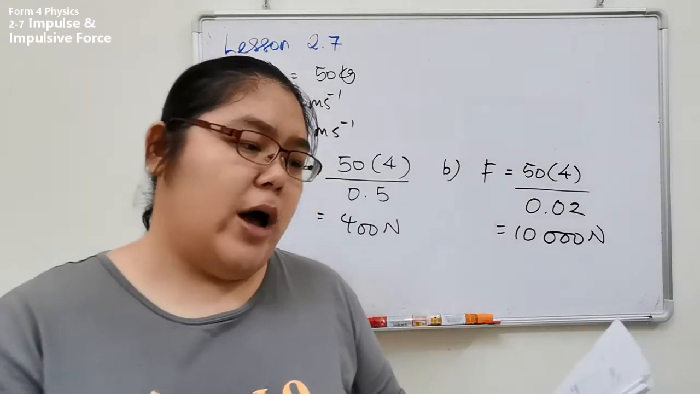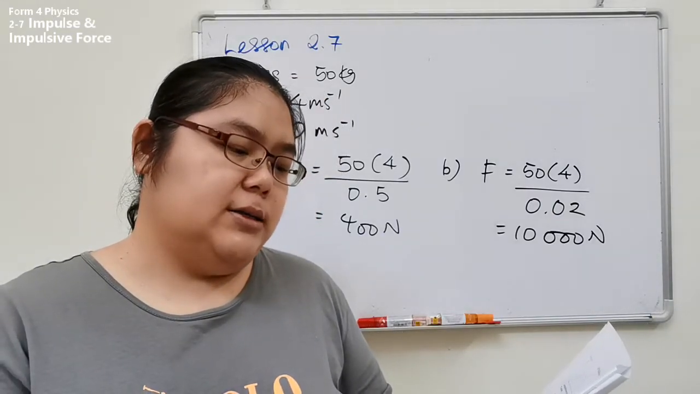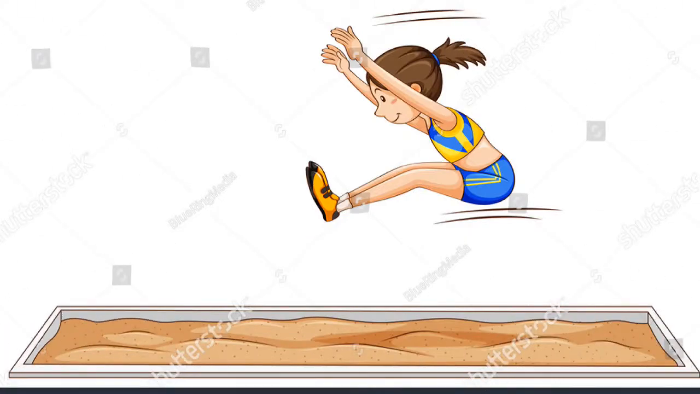Okay, let's see the first one. The first one is the athlete. The athlete wants to jump. The gymnast bends her knees as she lands. The momentum change occurs over a long period of time and the impulsive force becomes lower. When landing, the time taken to land is longer. So that's why she never breaks her leg. That means they reduce the impulsive force.